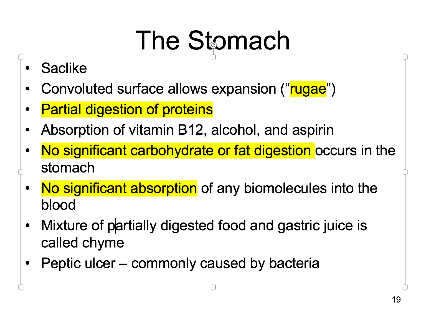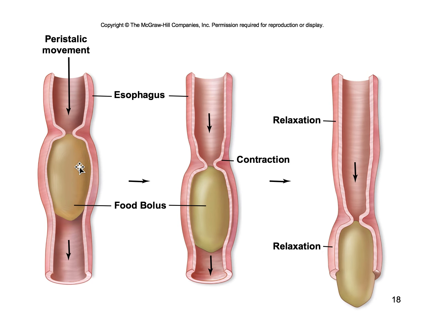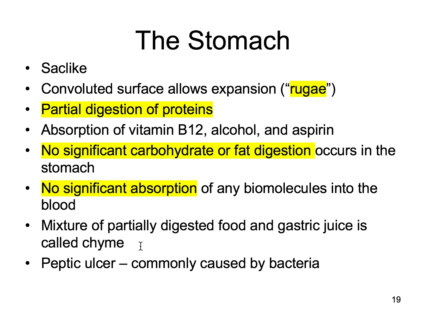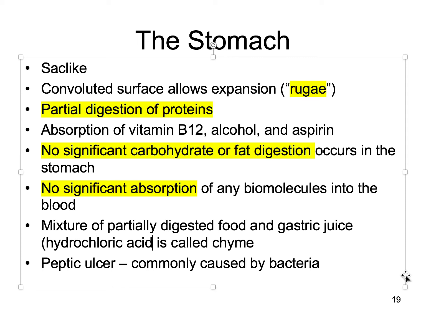Now, at this point, jumping back one slide, we have our food bolus, this beige thing, coming into the stomach. It mixes with the gastric juice. Gastric juice is mostly stomach acid, which I should write as hydrochloric acid because that's the acid it is. When you mix together digestive food and gastric juice, you end up with a nasty, gooey mixture we call chyme.